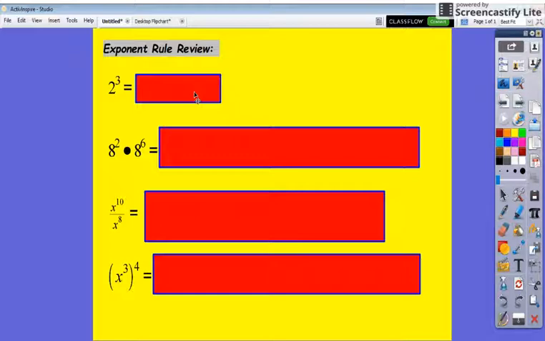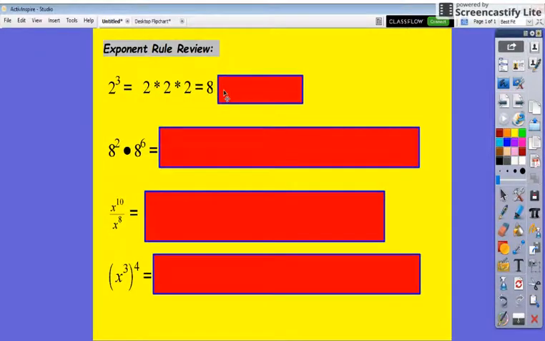So by definition, an exponent is telling us how many times we're going to use the base as a factor. So in our first example, we have our base of 2 being raised to the third power. Thus, we can expand that out. 1, 2, 3 factors of 2 ultimately would give us a value of 8. So 2 to the third power we know is 8. Definition of an exponent. Moving on.